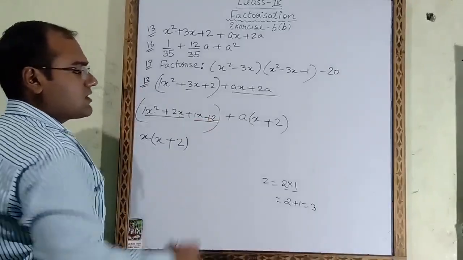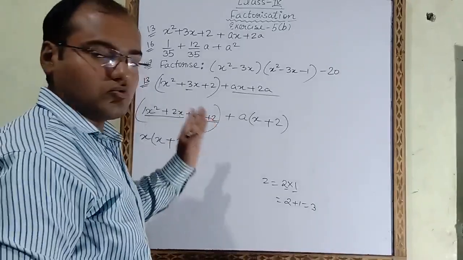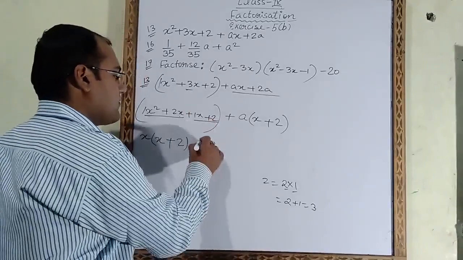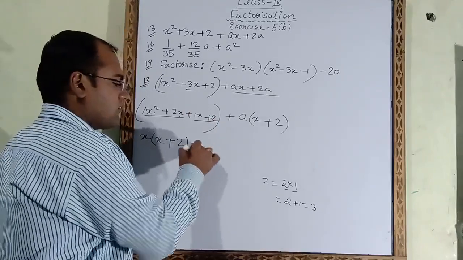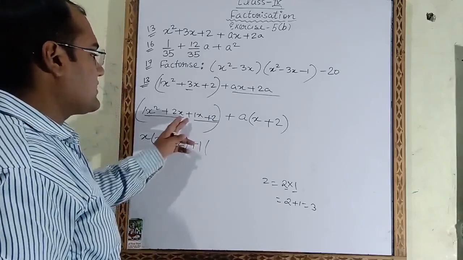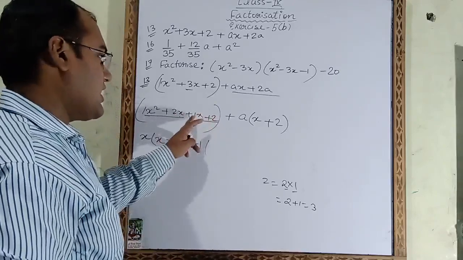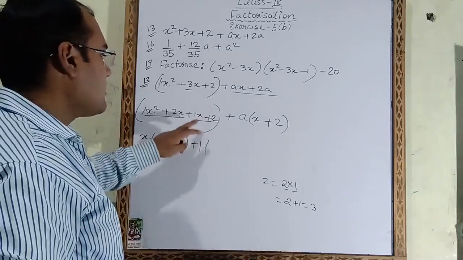Now from these two numbers, it is 1x and it is 2. Nothing is common, so you have to take 1. But you have to take sign also. Sign we will take plus. So when we take plus 1, signs will remain same. Sign of these two numbers will remain same. 1 we have taken common.